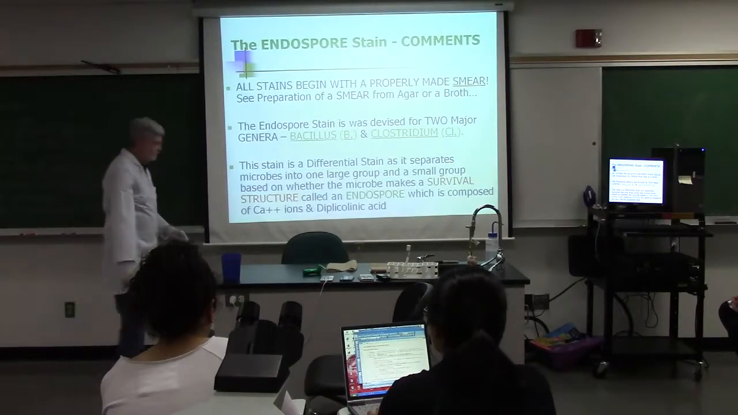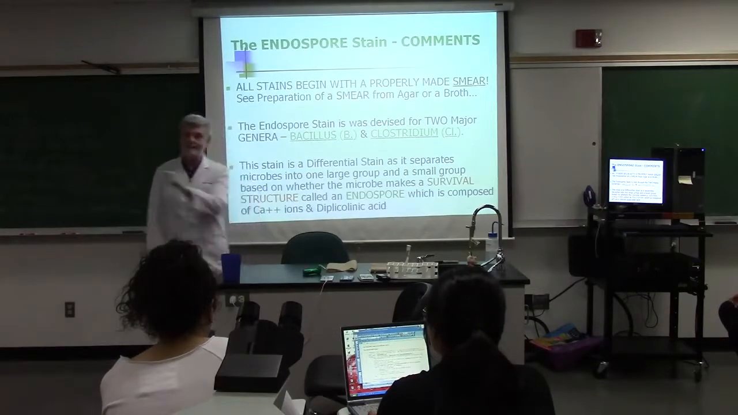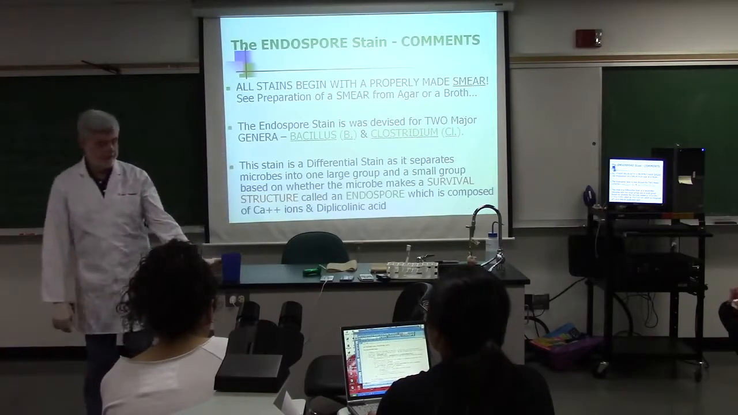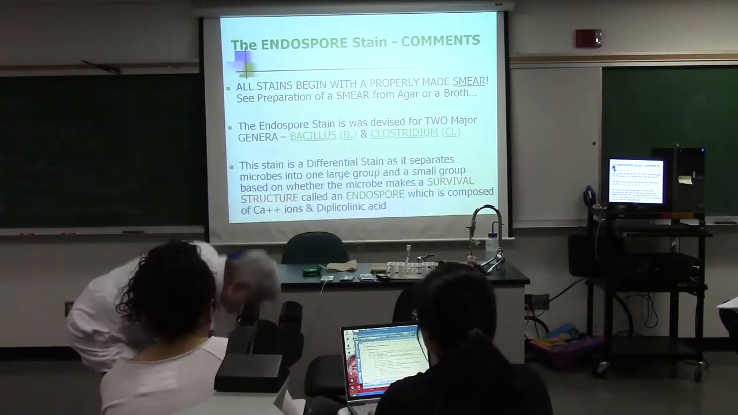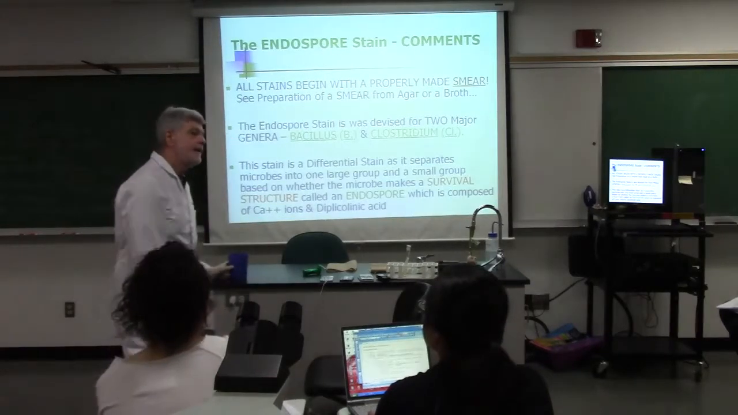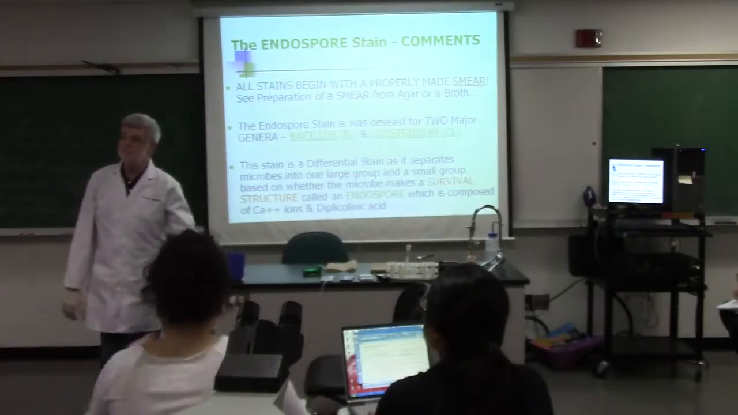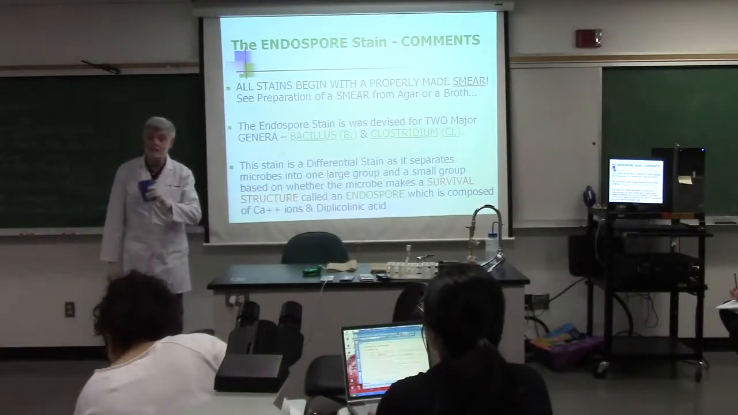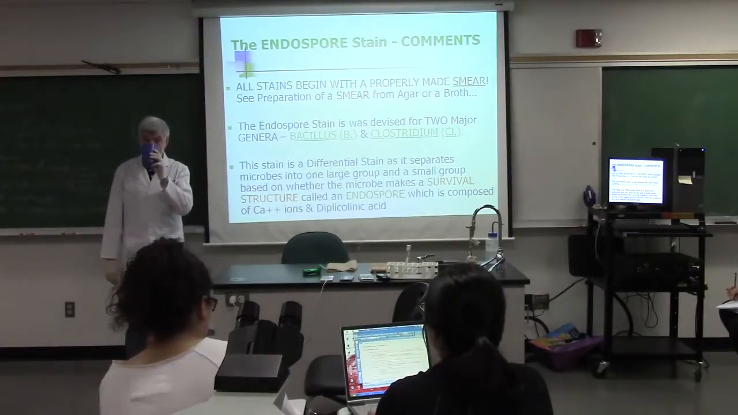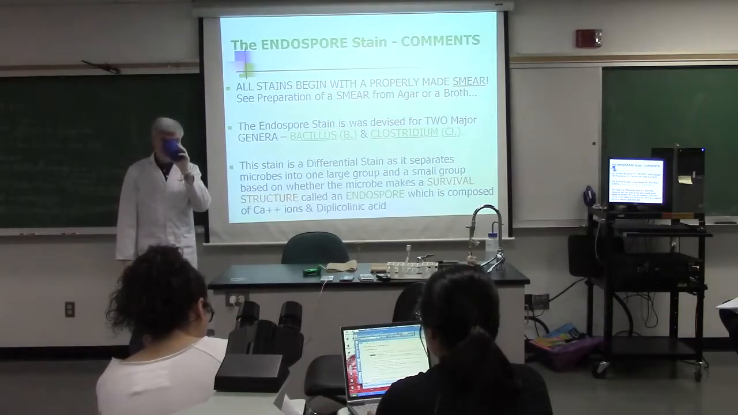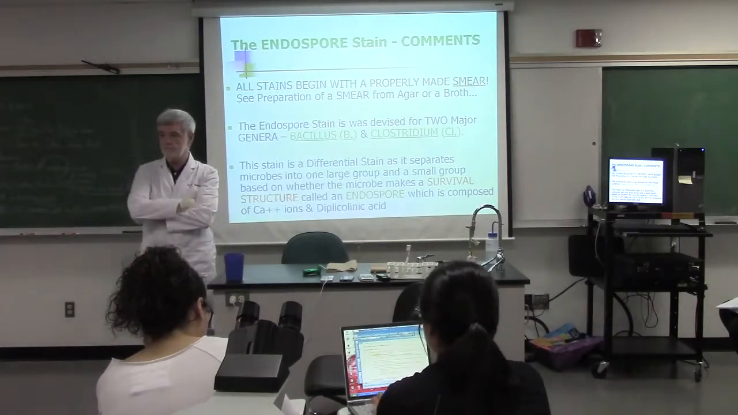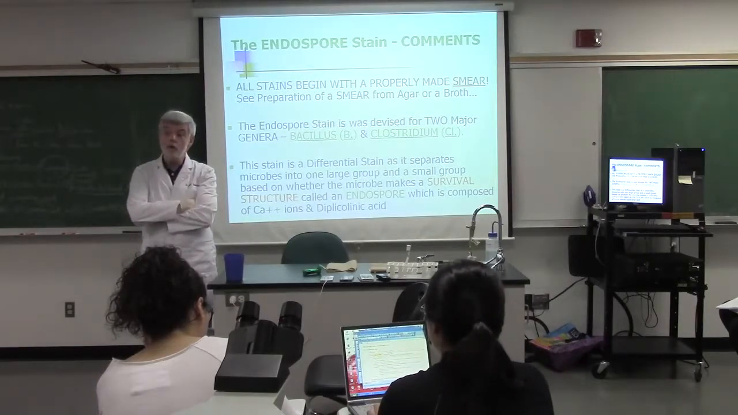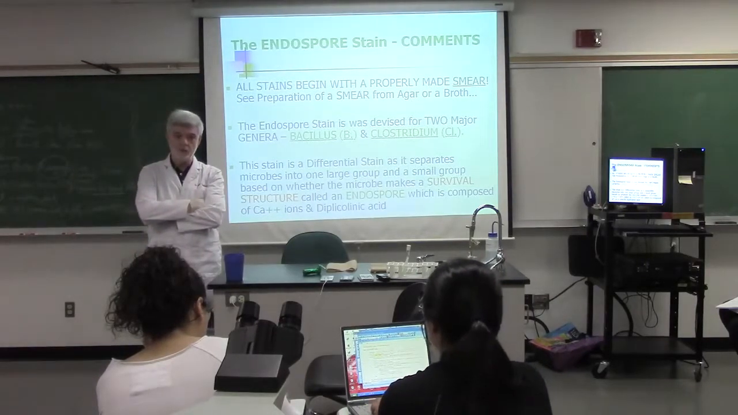Okay? So, what's the chemistry behind the gram stain? Thickness of the cell wall. What's the chemistry behind the acid-fast stain? Lipids. What's the chemistry behind the endospore stain? Calcium ions. Where are the calcium ions? In the spore coat of the endospore.